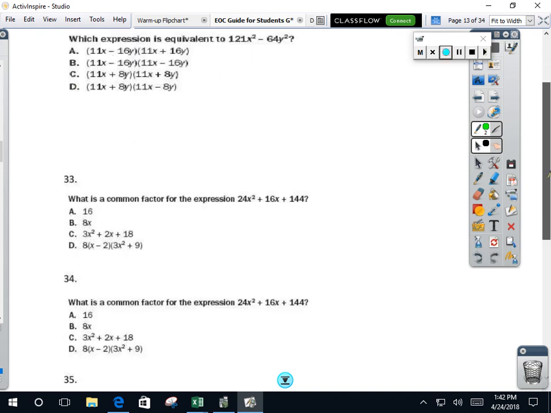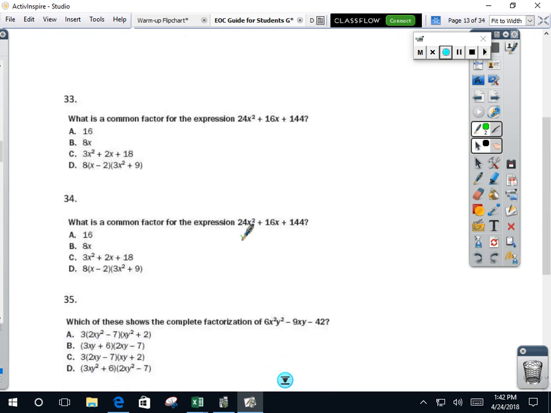Yeah, 34 is the same thing. What is a common factor for the expression 24x squared plus 16x plus 144? This is tricky. What do you think? It is C. Is that what you had? It is C.